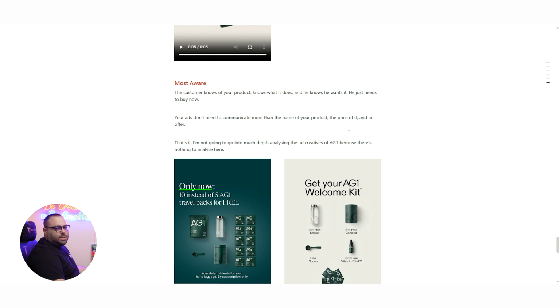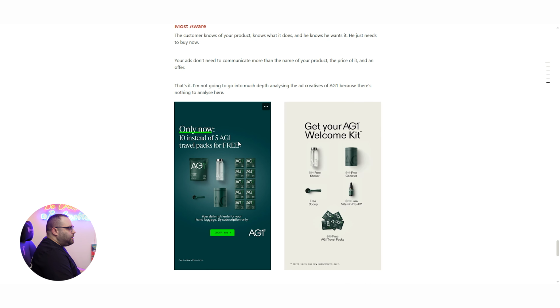And then we go to the most aware, which is the last stage. In this last stage, basically, you care about making people convert again, or if they haven't converted but they are convinced that the product is good, if they need an offer: buy 2 get 1 free, or maybe if they want to buy a kit for a whole month, only now 10 instead of 5, travel pack for free, all of that. Get your AG1 welcome kit, and all of that. So they have a welcome kit in order to convince people. So this is the point where they have the most aware. The people already know the product, they're convinced that they want it, they're convinced that it's a credible product, and they haven't decided to buy it yet, so you have to lure them in with an offer.